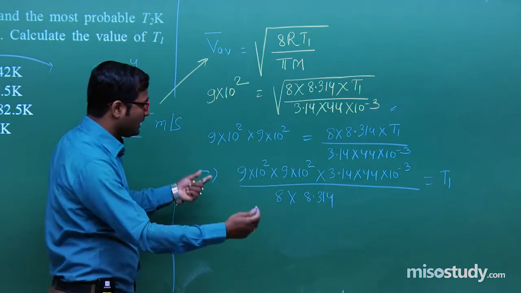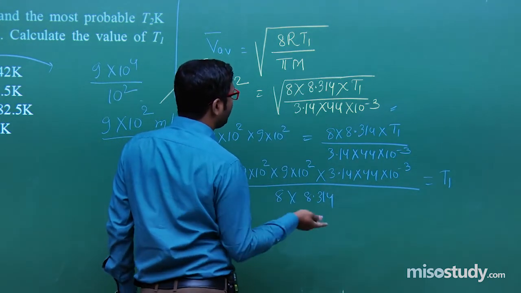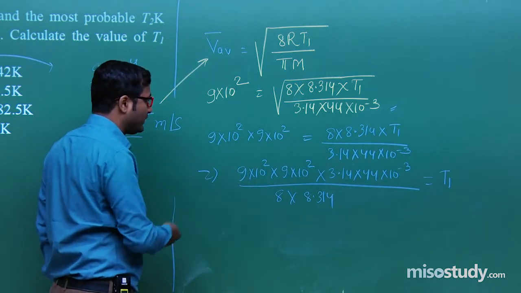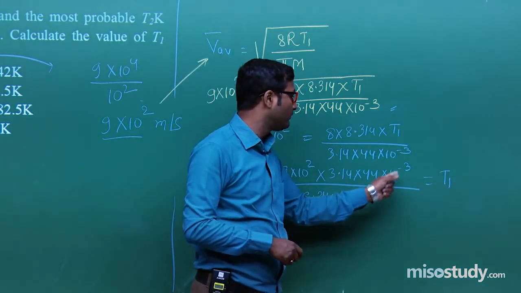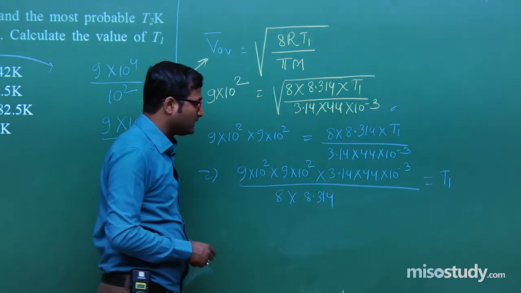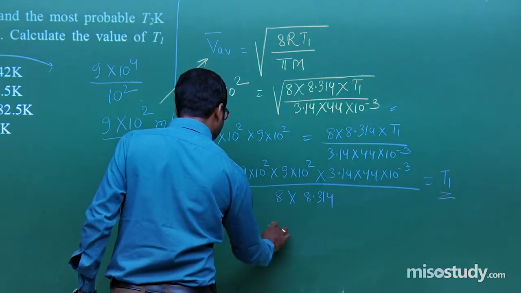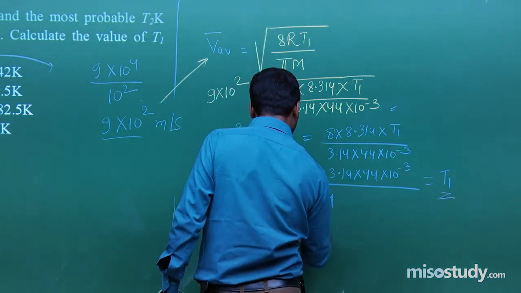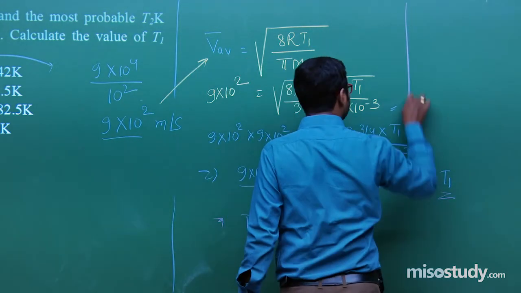If you solve this, it is bulky, check it out. 8RT upon pi m, multiply 9 into 10 to the power 2. 9 9s are 81, 81 into 10 to the power 4, multiply 3.14 into 44 into 10 to the power minus 3, divided by 8 into 8.314. This is the value of T1. Now we know T1 is equal to, after solving we will find out, 1682.5 Kelvin. Now what is the second part?